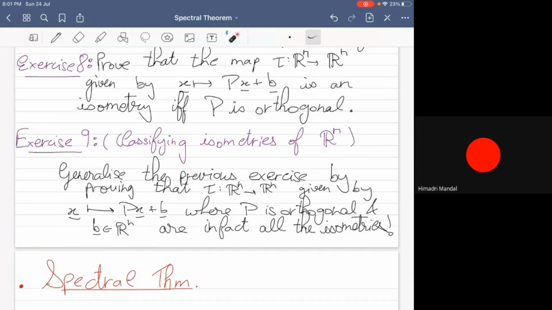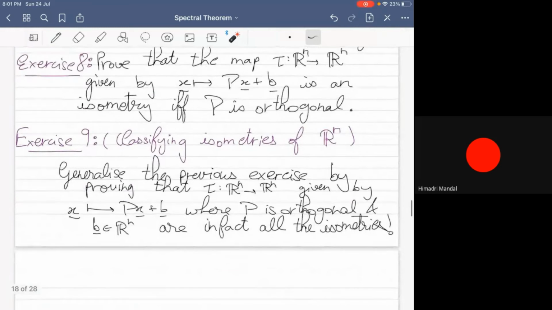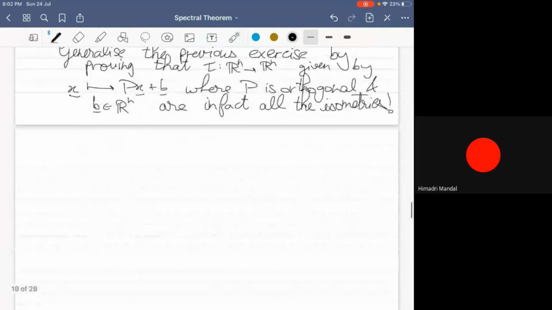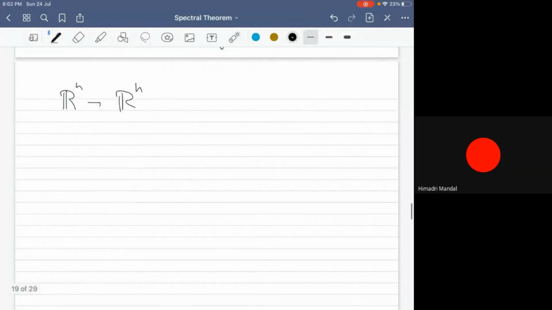Okay, we'll need this exercise, so let's do this nicely. Prove that this map from Rn to Rn, given by the vector v, a column vector with entries x1, ..., xn, gets sent to Pv plus some translation vector b, which also belongs to Rn, is an isometry if and only if P is orthogonal.